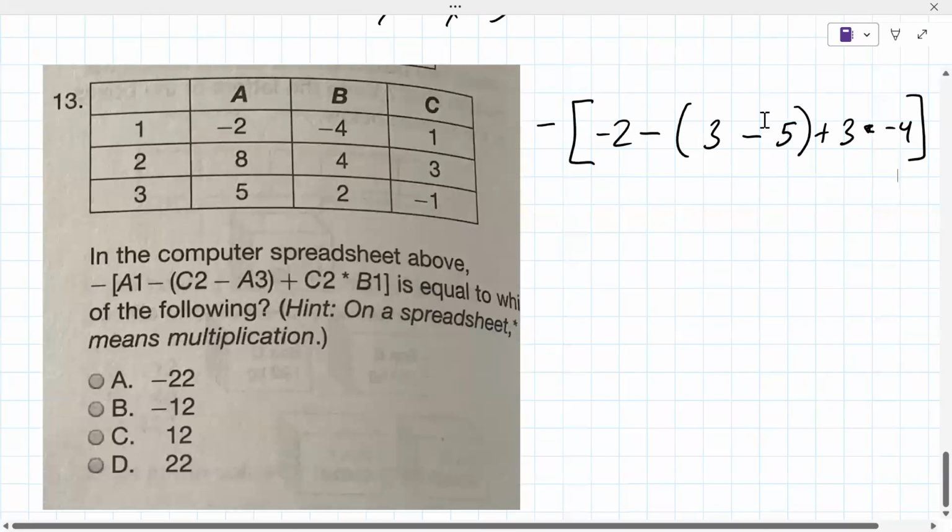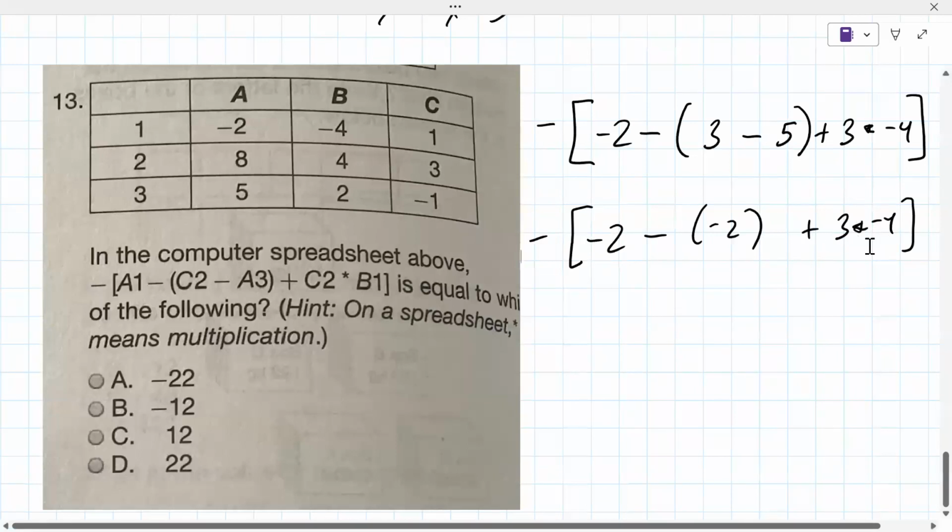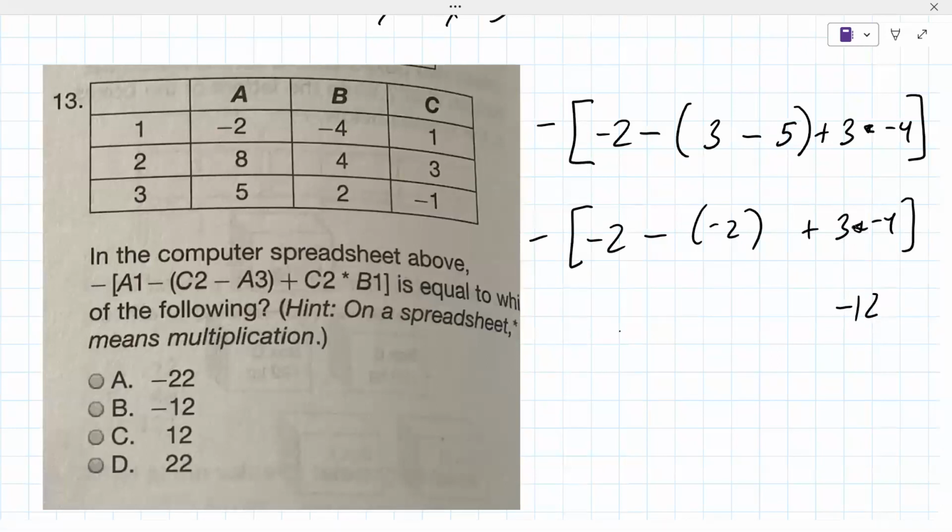Okay. Well, tell me what was going on. Did you do the parentheses first? What is 3 minus 5? -2. Okay, I agree. All right. And then next thing we do the multiplication. What's 3 times -4? 3 times -4 is -12. Good. So this becomes -2 plus 2.